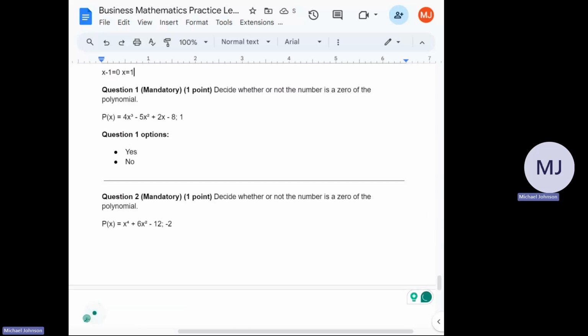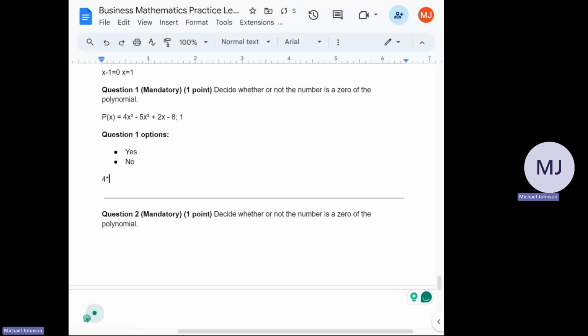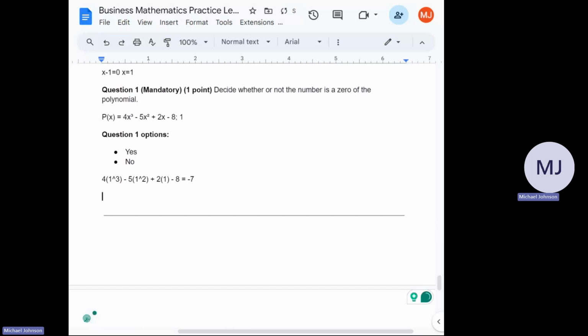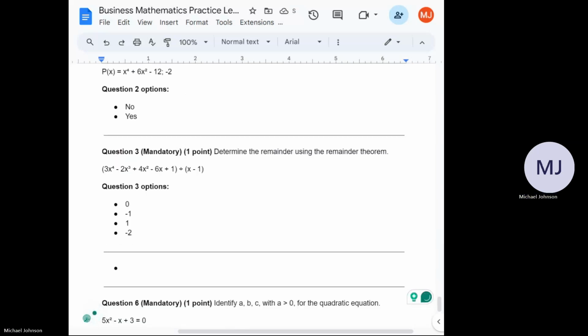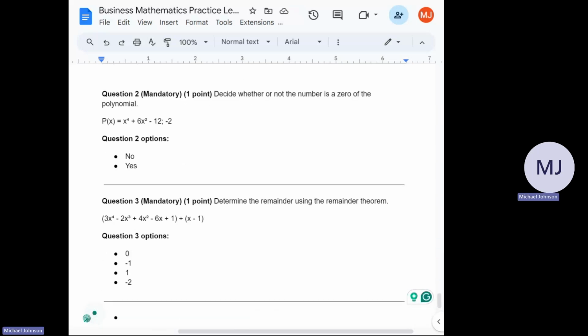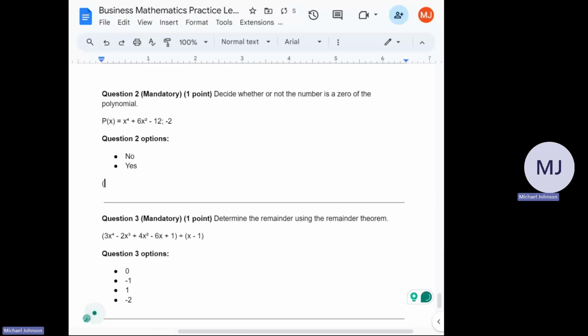And then the next one here, you would have to plug it in again. So plug in 1: 1 cubed minus 5 times 1 squared plus 2 times 1 minus 8 equals -7, so not 0. And then here you'd plug it in again, so you do -2 to the 4 plus 6 times negative 2 squared, minus 12 equals 28. So not a 0.